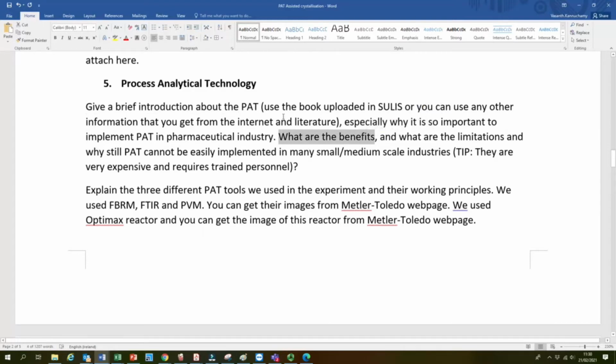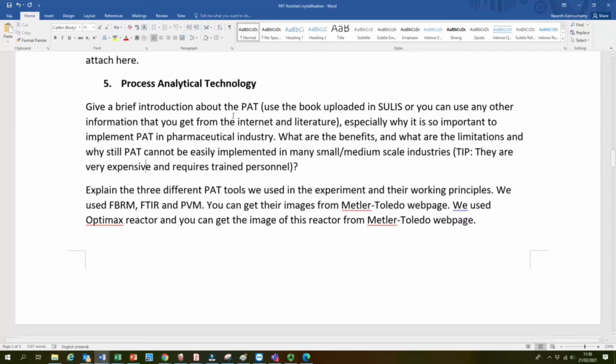So this will be like a second introduction within this laboratory report, and then what are the benefits. There are a few limitations that many industries cannot easily implement PAT. The main reason is they're really expensive, and it also requires trained personnel. Even after they install, they need someone who knows how to operate the PAT tool. So that's why you are learning this.